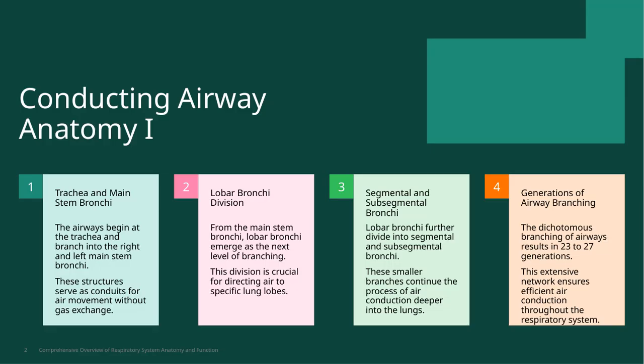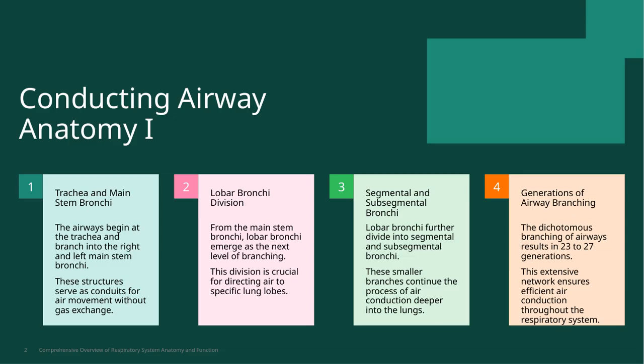Let's take a closer look at the conducting airway anatomy. It all begins with the trachea, which is essentially the main airway that carries air from the upper respiratory tract down into the lungs. From there, the trachea splits into two main stem bronchi, one heading to the right lung and the other to the left. These main bronchi act as conduits, guiding air into the lungs without any gas exchange happening at this stage.